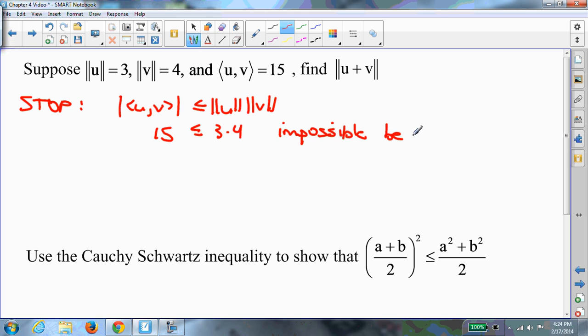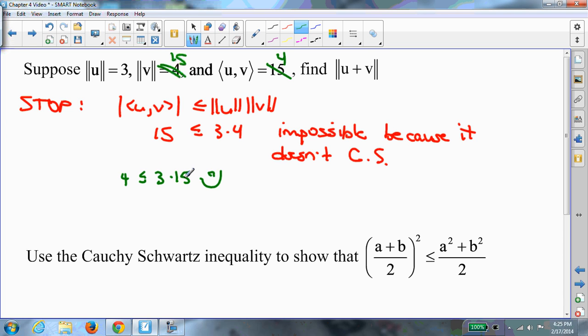because it doesn't satisfy Cauchy-Schwarz. So I'm going to rewrite it. Let's change this to 15. And let's change this to 4. Now, that's actually going to work. Okay, because now if I do the inner product of u and v, I get 4 is less than or equal to 3 times 15. Much better.